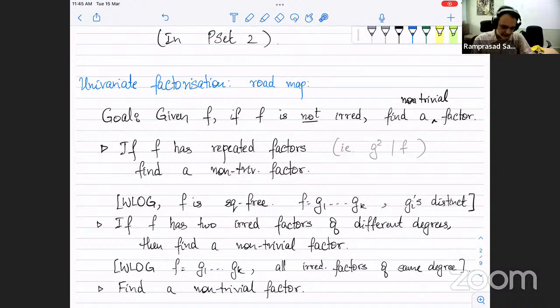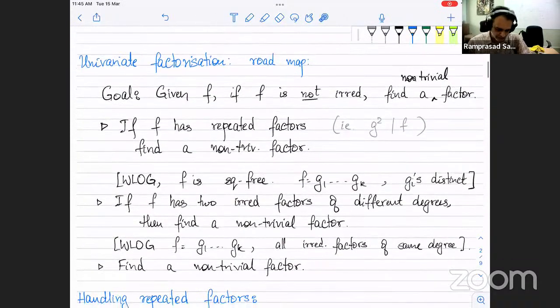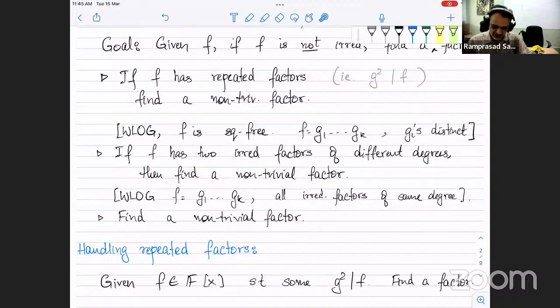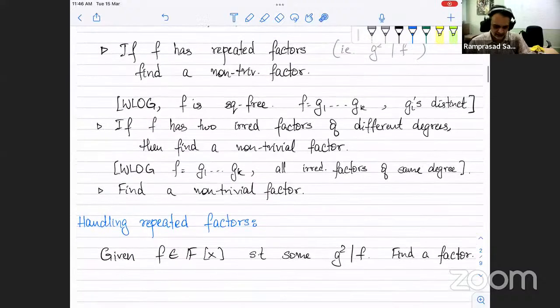So let's proceed with the first part. Suppose I promise to you that there is some non-trivial g such that g squared divides f. And I want you to find a factor of f. Any thoughts? It's always useful to go back to things that you have come across when it comes to repeated factors, etc.